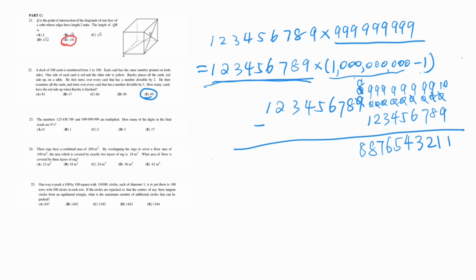Now from here, still the front number is the same thing. 1, 2, 3, 4, 5, 6, 7, 8. So that's the product of these two numbers. This is a really big number. The question they ask, how many of the digits in the final result are nines? We can see that there is no nine. That means 0 nines. So the answer is A.